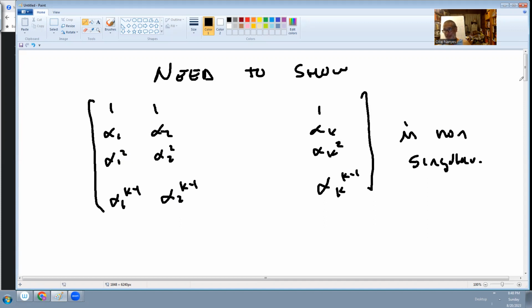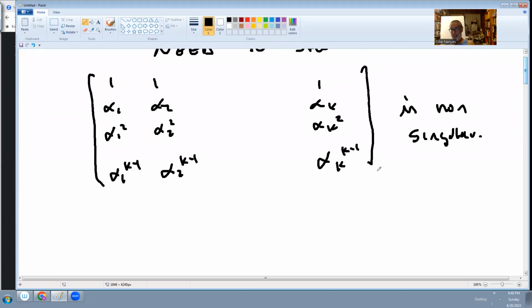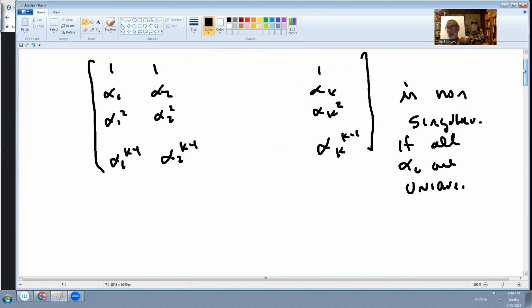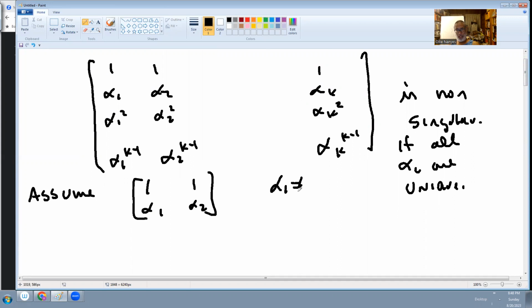Now, how do you do that? They're non-singular if all the alpha i are unique. Now, how you'd actually do that, and this is where I'm going to sketch the proof, and I also recommend the Wikipedia article, I'm going to do this in an inductive way. So let's start with the 2 by 2. Let's assume we have 1, 1, alpha 1, alpha 2, where alpha 1 is not equal to alpha 2.